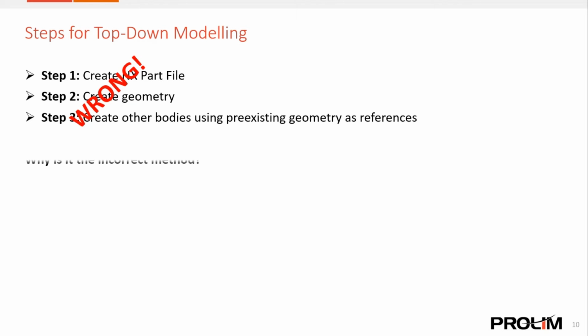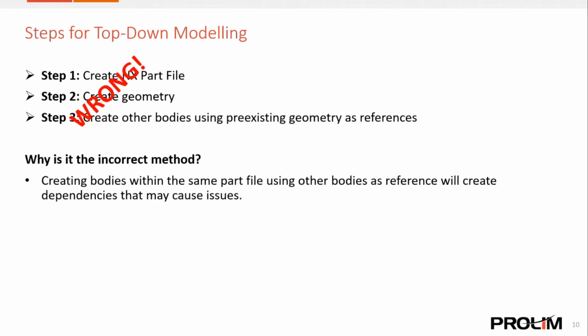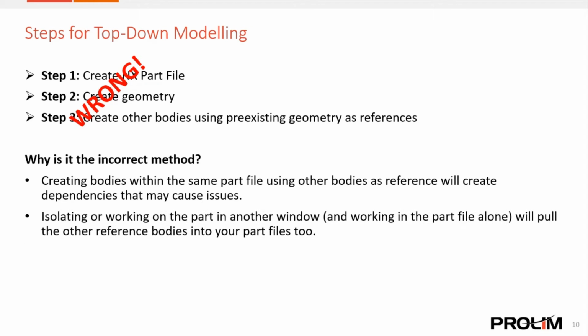Now, why is it the incorrect method? Because creating bodies within the same part file using other bodies as reference will create dependencies that may cause issues later on. For example, if I try to isolate or work on the part in another window, or even just open the part individually, it'll pull up those other reference bodies into my part file too. So when you're trying to open up one component of your assembly, you're now pulling in multiple parts of the assembly that you didn't want in there in the first place.